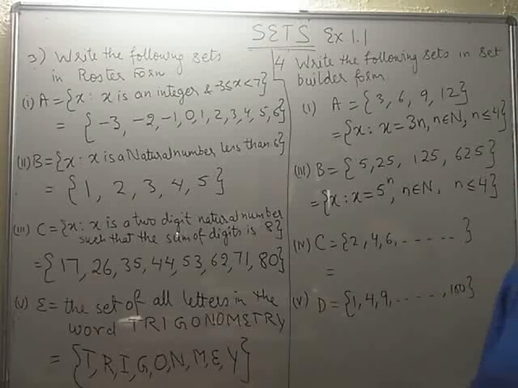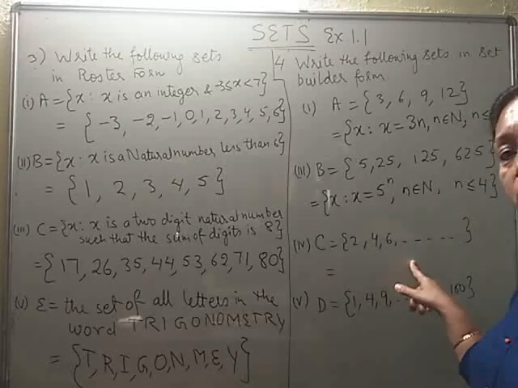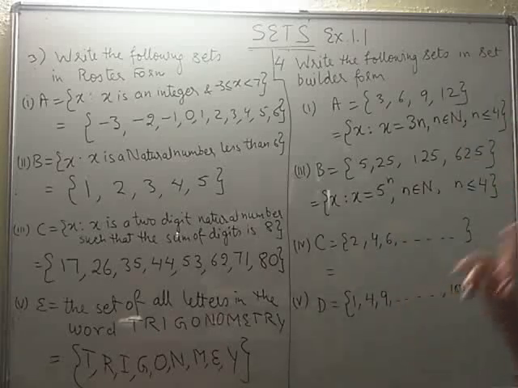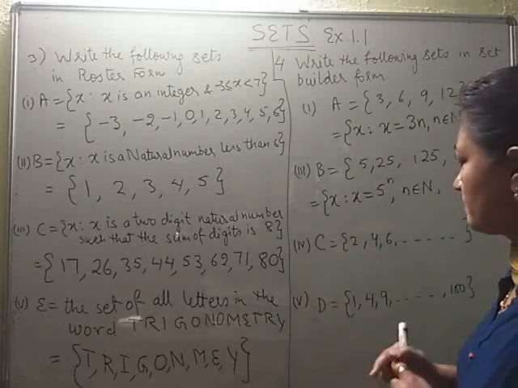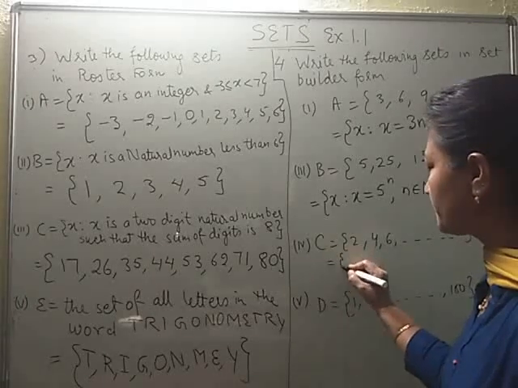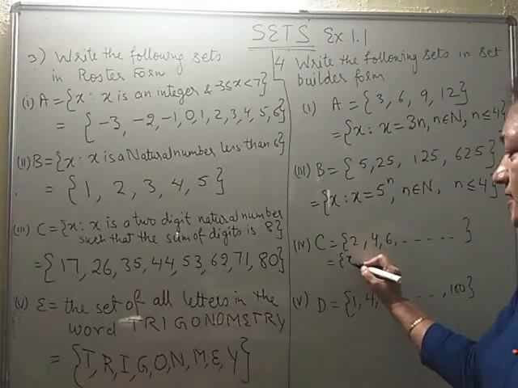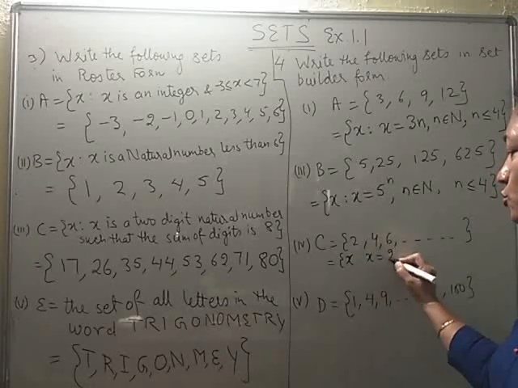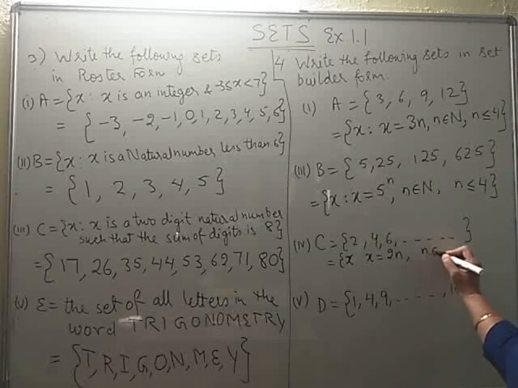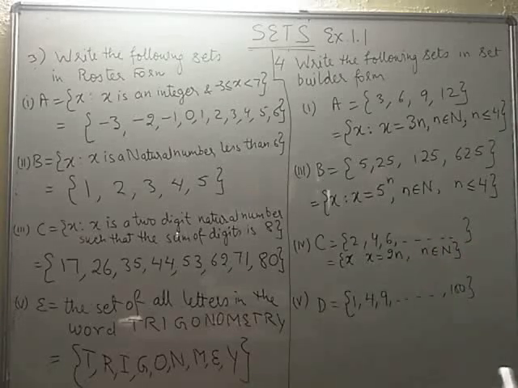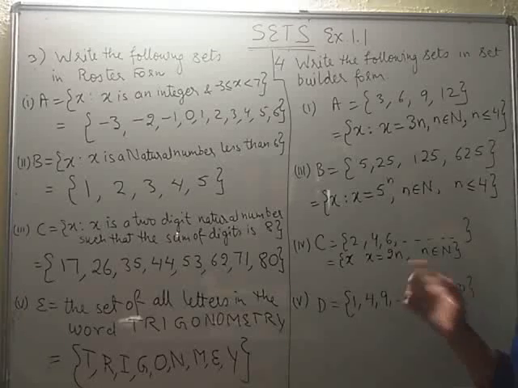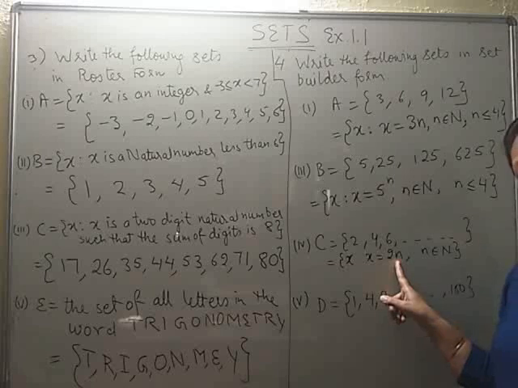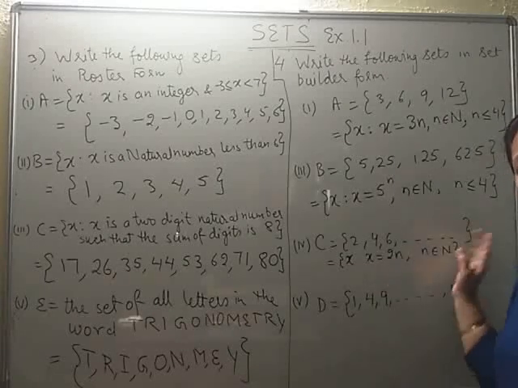C is an infinite set. Multiples of 2. 2 into 1, 2 into 2, 2 into 3, or even numbers you can simply say. So I can write it in two ways. Firstly, I can write it as X such that X is equal to 2N, where N belongs to natural numbers. Nothing else to define because it is infinite. When N is 1, it will be 2. When N is 2, it will be 4. When N is 3, it is 6 and so on.